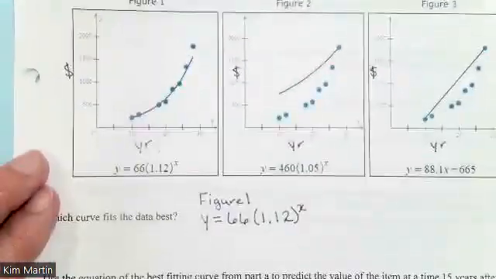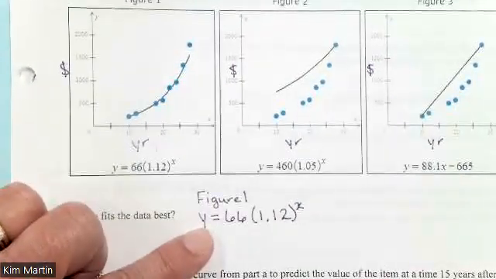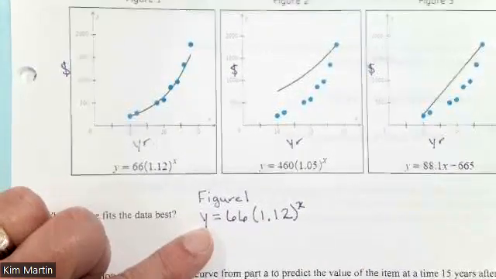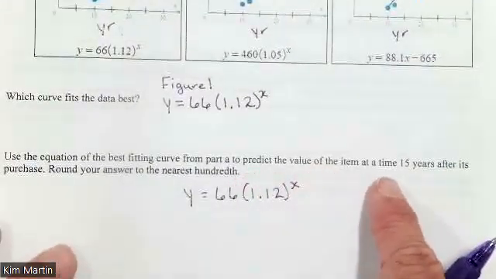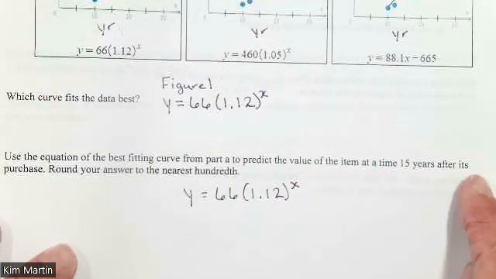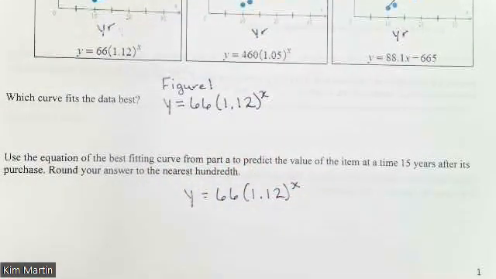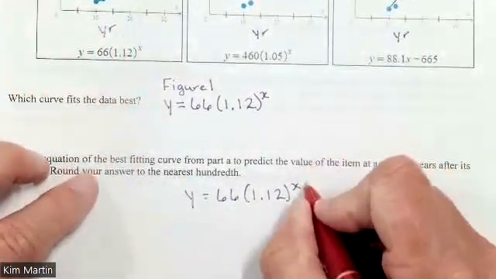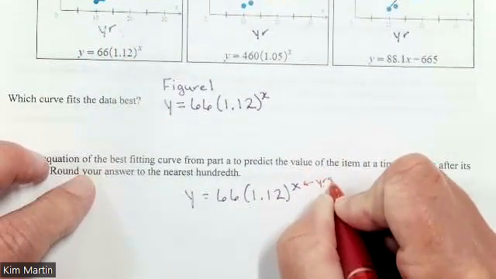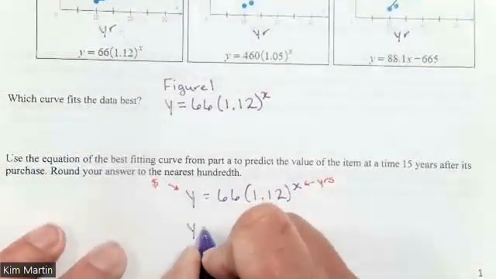Okay. Use the equation of best fitting curve from part A, which is this, to predict the value of the item at a time of 15 years after its purchase. Round your answer to the nearest 100th. Okay, that's 2 decimal places. From up here in our graph, we know that X is our years and Y is our dollars. So now you just plug in what we know.